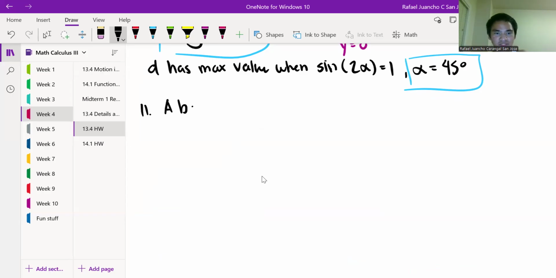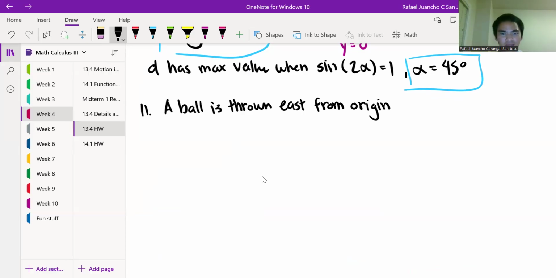Okay, so here we see that a ball is thrown east into the air from origin, in the direction of positive x-axis. I don't need to know that. Initial velocity. Okay, let me write that out. Let's say v naught prime.